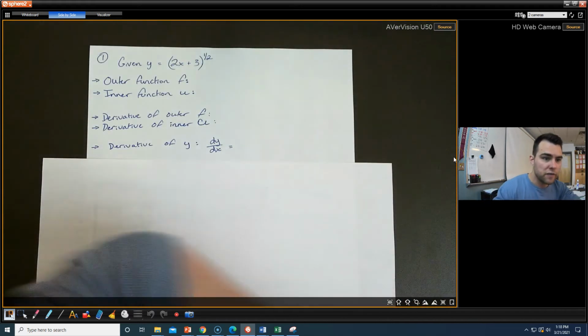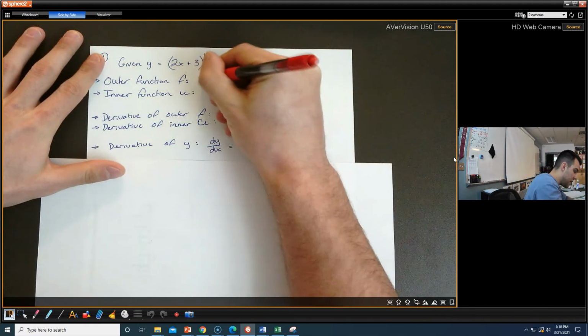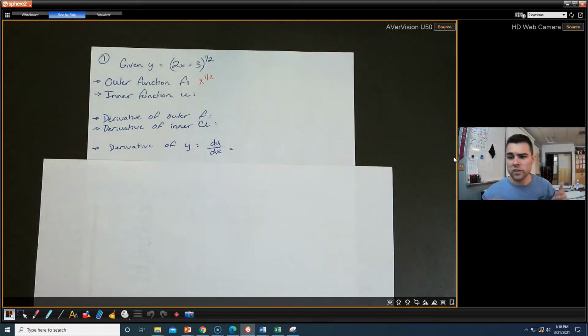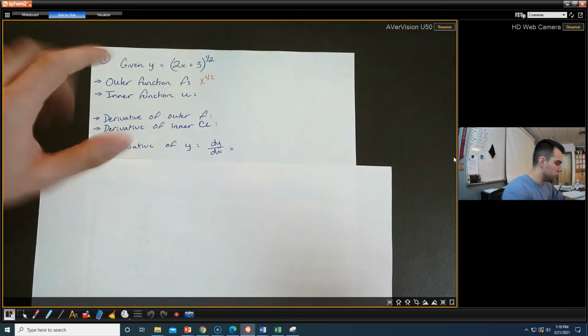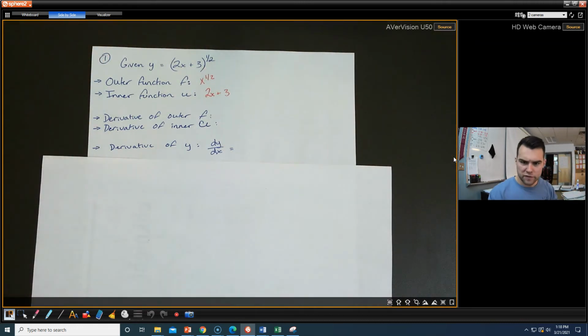So given this function, our outer function is that 1/2 power, that x to the 1/2 power. And I'm just using x arbitrarily. It doesn't matter what I say it is. Something x is being raised to the 1/2 power. The inner function u is 2x plus 3. All right. So now let's get the derivative of those guys.